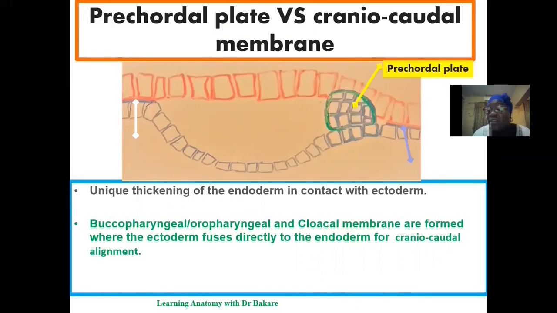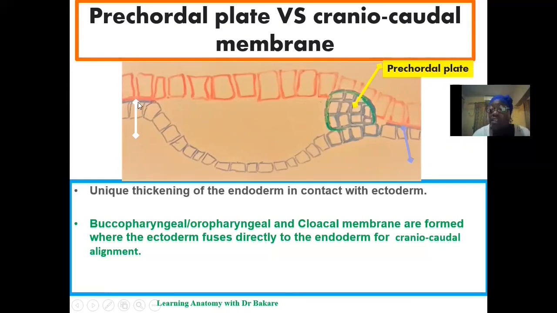We also have the development of the buccopharyngeal membrane and the cloacal membrane, created at points where the endoderm is in contact with the ectoderm. So we have a point at the cranial region, just anterior to the formation of the precaudal plate, where they form contact with each other. At this point, we have the creation of the buccopharyngeal membrane, or the oropharyngeal membrane. This membrane is the primitive mouth, and it is going to open up to become the mouth as development proceeds. If you go more caudally, we also have a point where the ectoderm and the endoderm form a contact point at the caudal region, and this region will be termed the cloacal membrane.